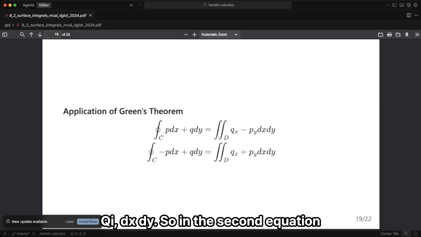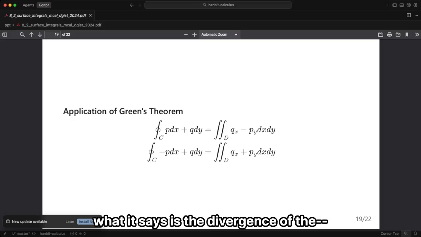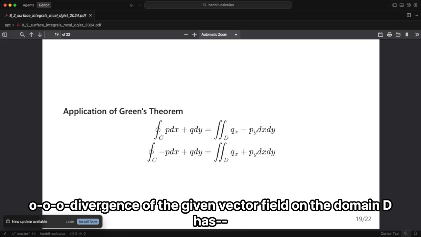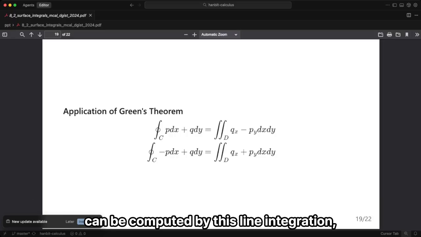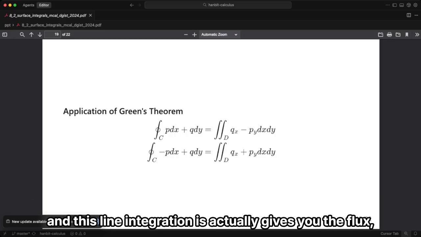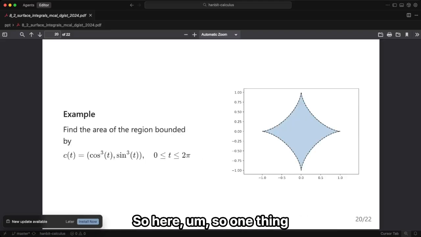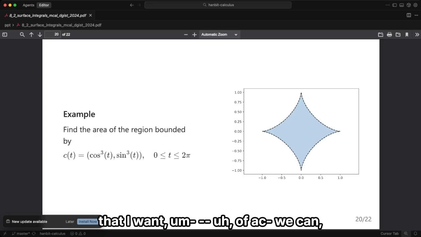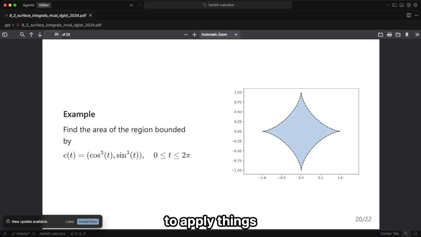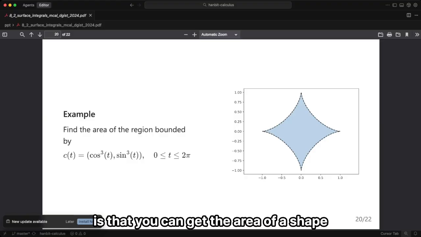So in the second equation, what it says is that the divergence of the given vector field on the domain D can be computed by this line integration, and this line integration actually gives you the flux across the boundary of the region. So one thing that you can use Green's theorem to apply is that you can get the area of a shape by using Green's theorem.